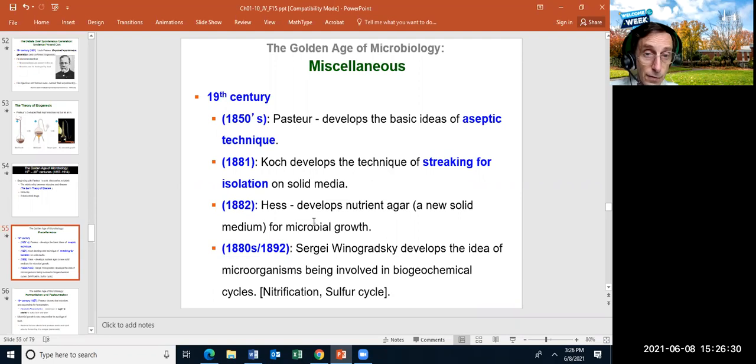In 1882, Hess, a technician of Dr. Koch, developed nutrient agar, a very simple media that allowed for a large number of microbes to be grown.